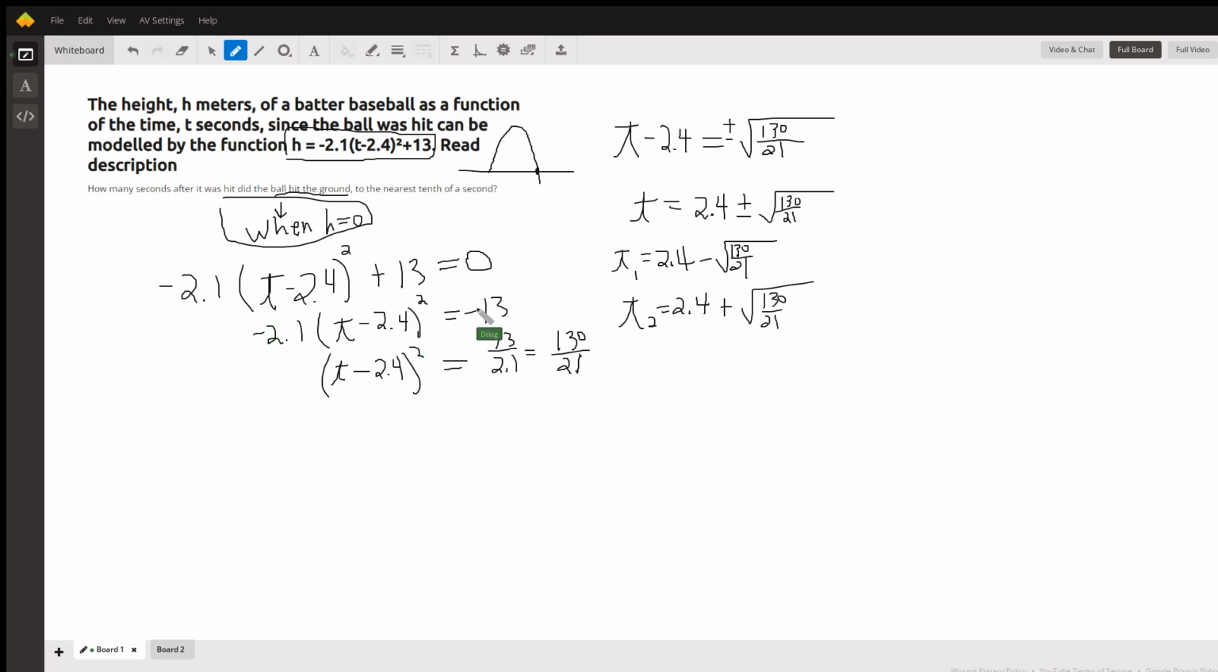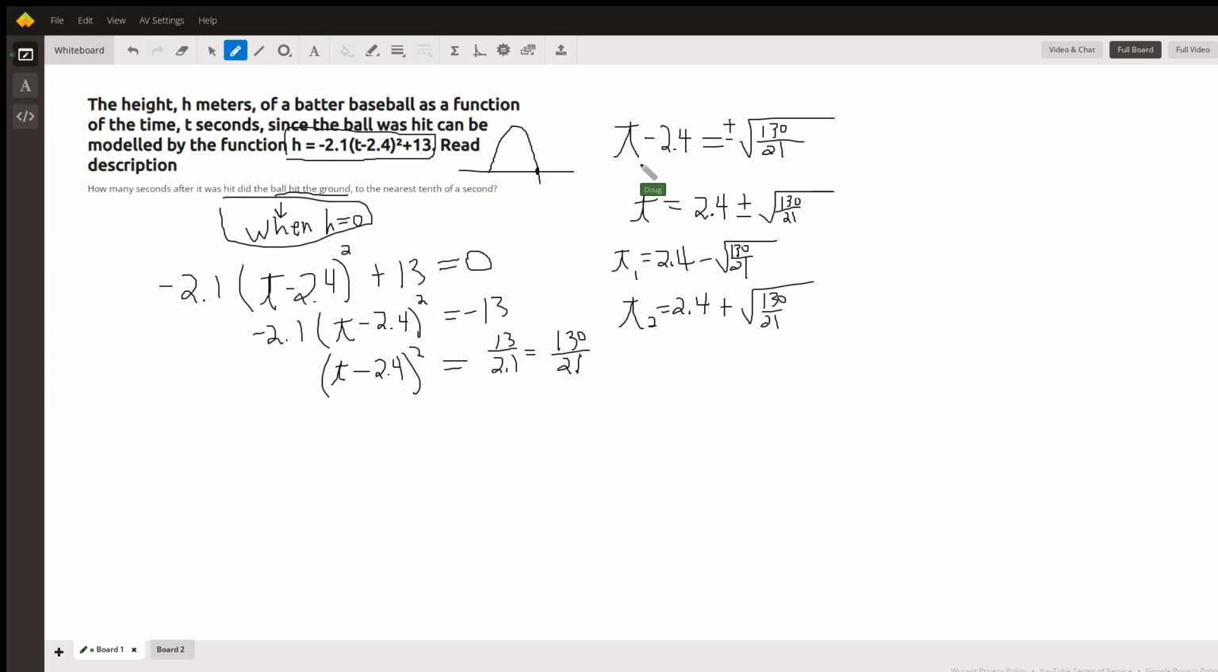The easiest way to do that is to subtract 13 from both sides. And then instead of squaring this binomial, divide both sides by negative 2.1. So negative 13 divided by negative 2.1 is positive. If you don't like to work with decimals, multiply top and bottom by 10. And now we use the square root property to take the square root of both sides.